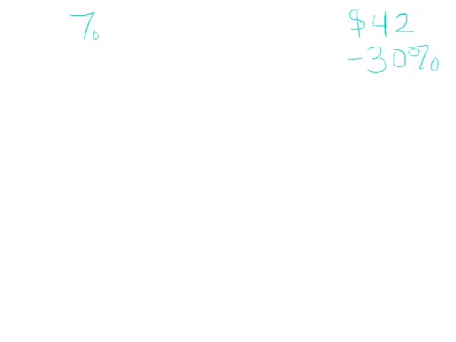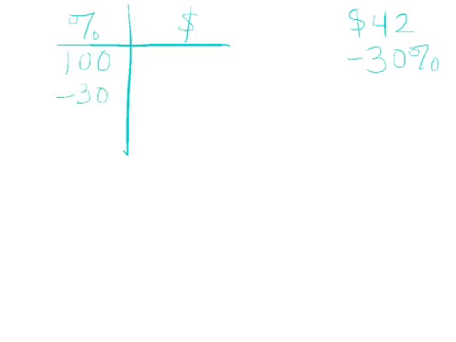We put a percent at the top and a dollar amount at the top. Okay, now we always start a problem with 100%. That's our starting place. And we're going to subtract 30%. So that leaves us with 70%. She must have paid 70% of the regular retail price for the dress. And since she paid $42 for the dress, that's the 70%. That's the equivalent, so it goes on the same line.